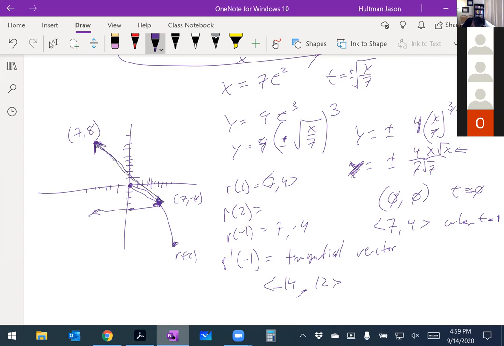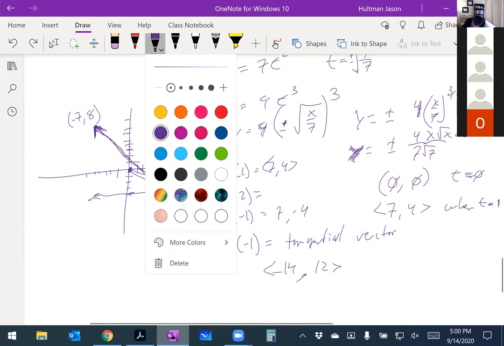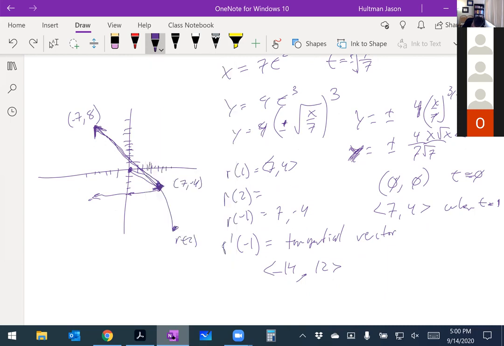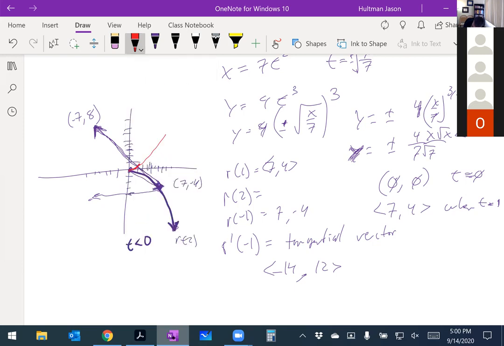And so that's our tangential vector, okay, along this curve. So we drew the curve. Okay, we drew this curve. This is the curve in the negative direction, by the way. This curve is in the negative direction. This is as t is less than 0. This curve is in the positive direction. This is as t is greater than 0.